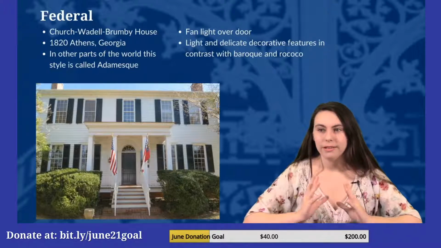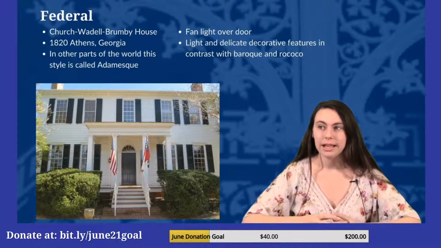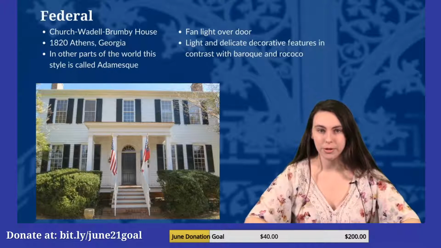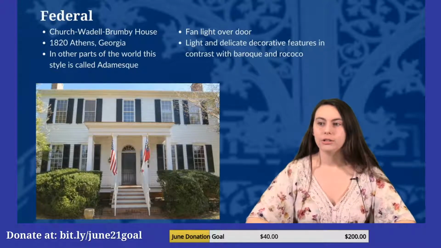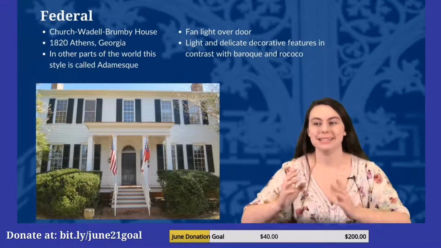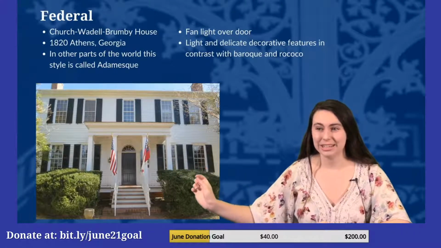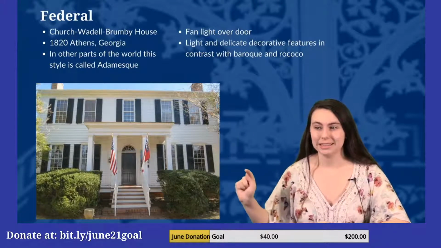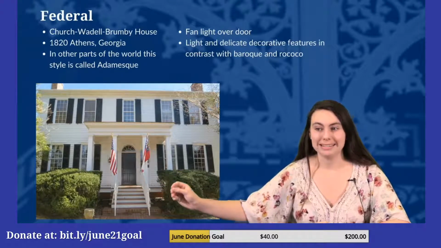Another hallmark of federal architecture is having these light decorative features that are in contrast with Baroque and Rococo. So like I said, this is a rejection of the Baroque and Rococo, which are these large, gaudy, heavy decorative elements. So you have more light iron. If you have ironwork, it's light. As you can see, these columns are not heavy, they're not big, they're very slender. The dental work up top is very small and light. The porch is also, again, very slender rails.